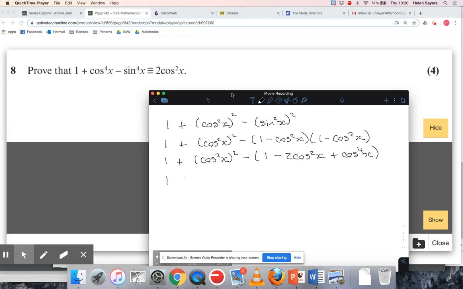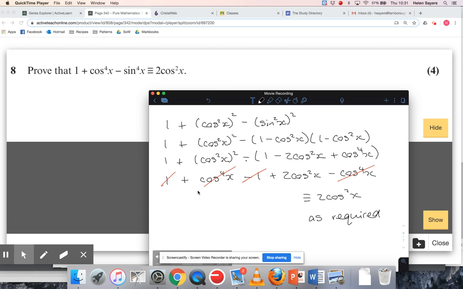And actually what I've now realised is I didn't really need to worry about the cos to the power of 4, so I'm going to rewrite that back as it was. And again, I want to be really careful with this minus here. If I lose those second set of brackets, it's going to be minus 1 plus 2 cos squared x minus cos to the power of 4x. So what can now happen is I've got cos to the power of 4x minus cos to the power of 4x, and I've got 1 minus 1. So I'm there. I can just say that all equals 2 cos squared x, and that's what I was trying to get to.